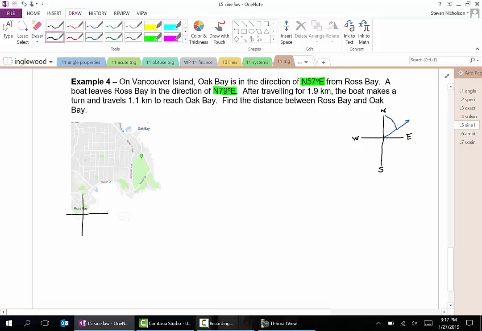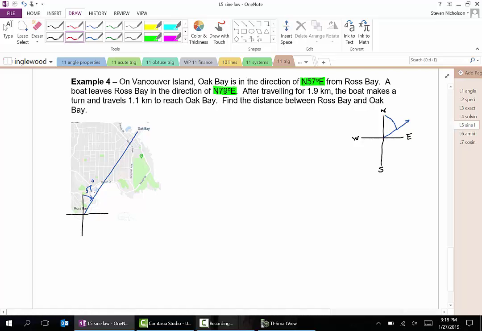So here's Ross Bay. And what this says is Oak Bay is north 57. So again, there's our 57 degrees right there from Oak Bay. Now, if we're traveling in the water, the boat can't travel across the road. So what the boat does is it travels on a north 79 degrees east from Oak Bay, and it goes 1.9 kilometers, and then it turns and travels to Oak Bay.